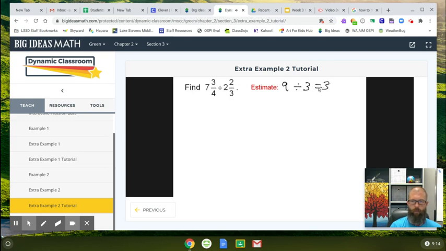Let's work out the problem. Because our problem includes two mixed numbers, we should first convert these to improper fractions. So take the whole number part here, 7, and multiply it by the denominator 4 to get 28. Add the numerator 3 to get 31. That's the new numerator for the improper fraction, and the denominator will still be 4. In the second number, take the whole number part 2 and multiply it by the denominator 3 to get 6. Add to it the numerator 2 to get 8. That's the new numerator, and we keep the same denominator 3.